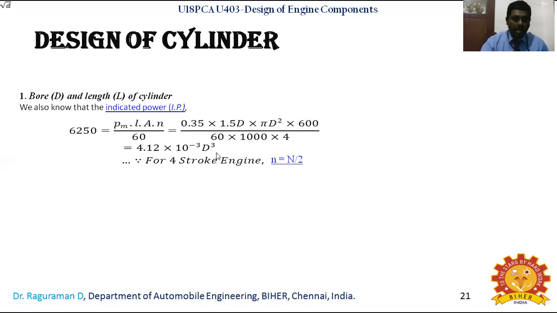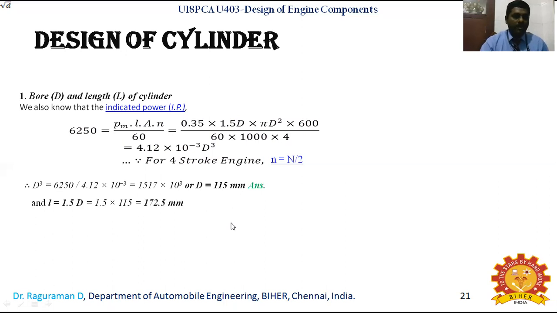Now the D value can be identified from this, because the only unknown is capital D. So D cubed equals 6250, with the simplified term taken to the left side, divided by 4.12 into 10 power minus 3. By calculation, you get D as 115 mm. From this, with the correlation L, the length of the cylinder, being 1.5 times D, by substitution you get the length of the cylinder as 172.5 mm.